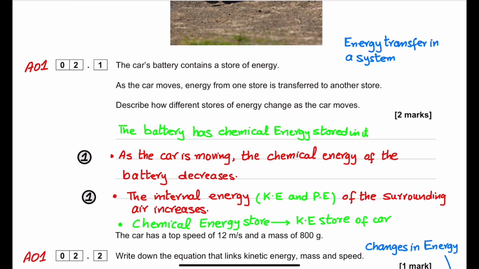The battery has chemical energy stored, that is the extra information which students must remember. As the car is moving, the chemical energy of the battery decreases. The internal energy, meaning the kinetic energy and the potential energy of the surrounding air, is increasing. This information can help the student to understand the chemical energy store is changing into kinetic energy store, but this is irrelevant to this question.